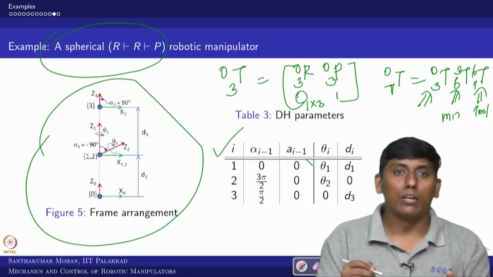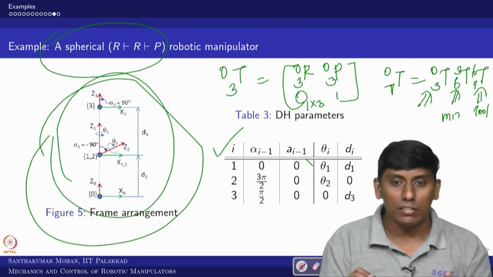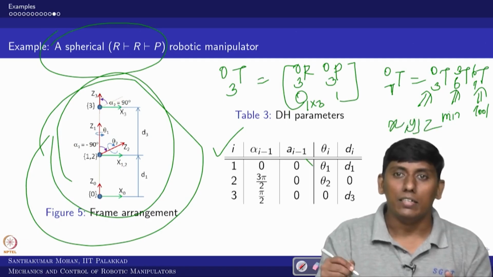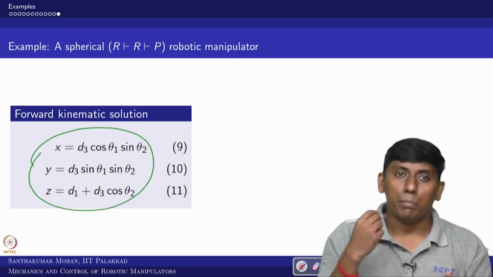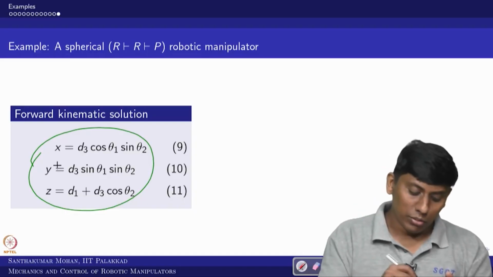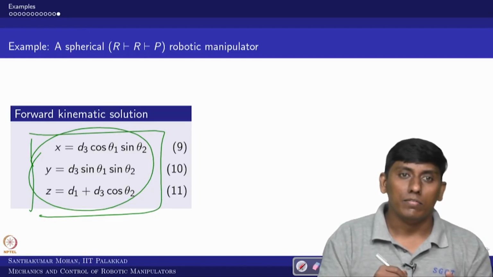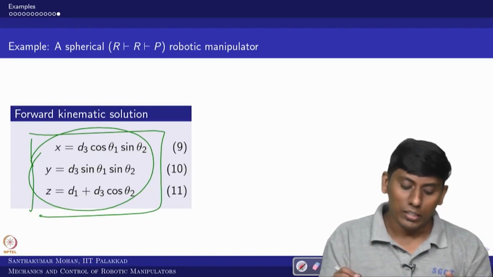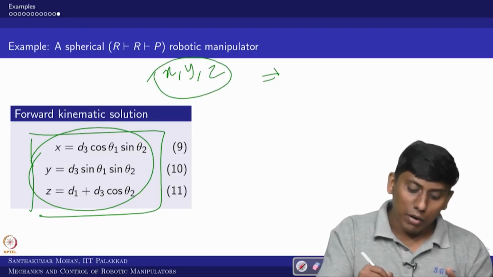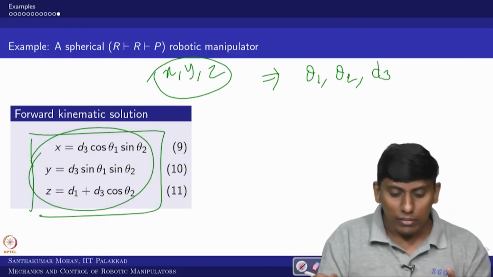Based on that, the spherical robot is giving 3 axes. These 3 axes are called major axes, and you can see this corresponds to x, y and z. What we are interested in, the position of the end effector, is what you call forward kinematics, so x, y, z can be obtained. This we have done already in the previous lecture. Now, if x, y and z are given, can I find theta 1, theta 2 and d3? Yes, we can do it.